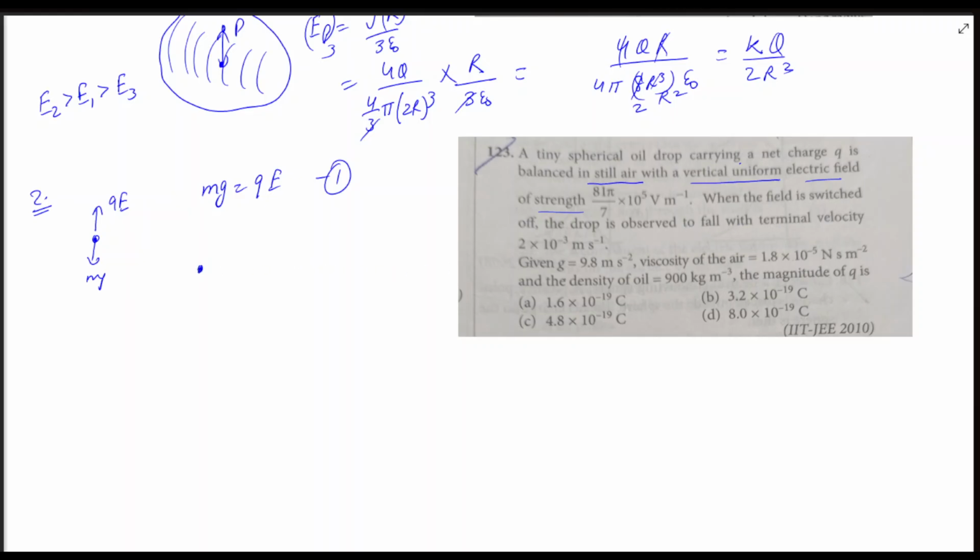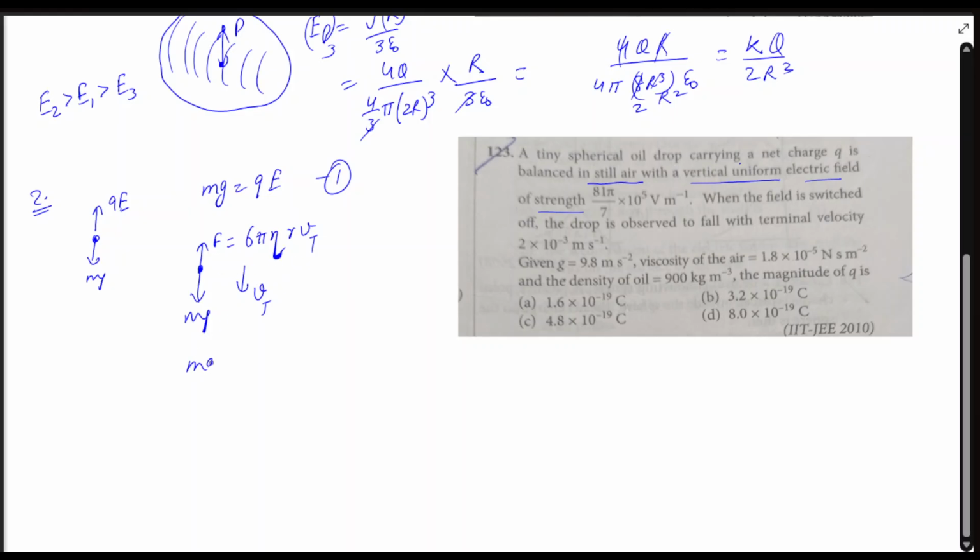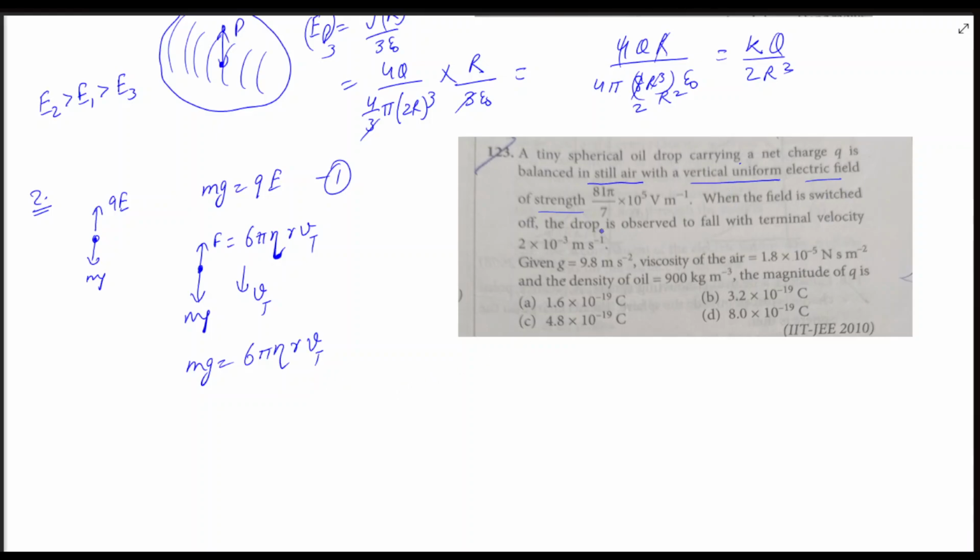We know that with terminal velocity, if it is going downward, mg will be acting and it is going with constant terminal velocity. So the viscous force will be acting, 6 pi eta r v, where this v is actually the terminal velocity. So this will be balancing, and we can also write mg equals 6 pi eta r vt. Now we have to find q. So it's an easy question, of course.